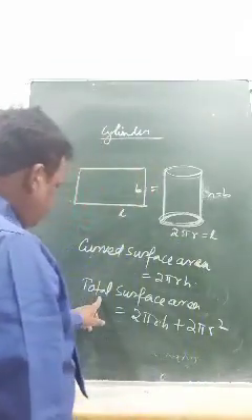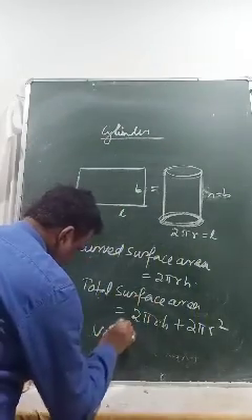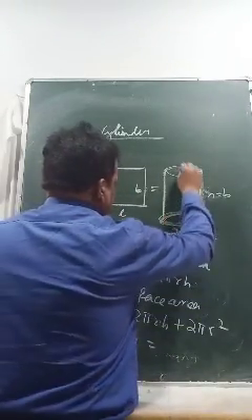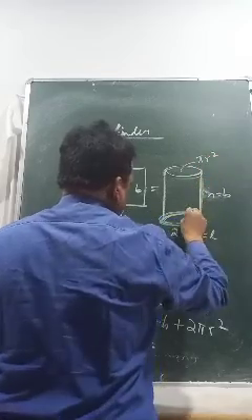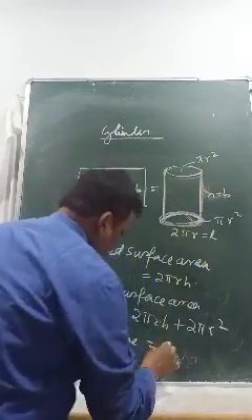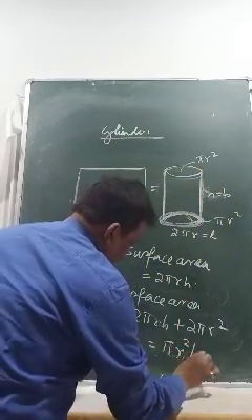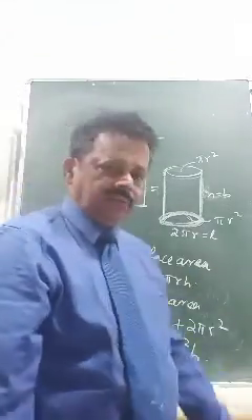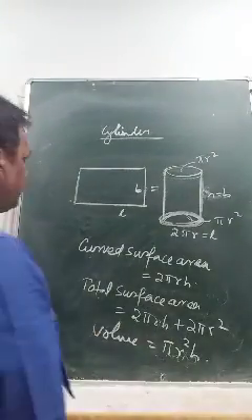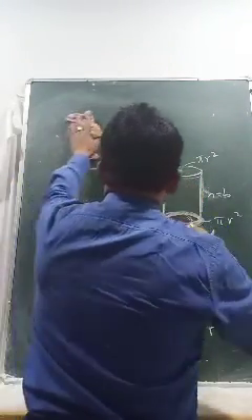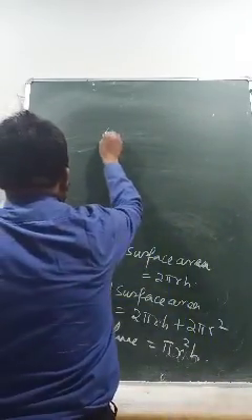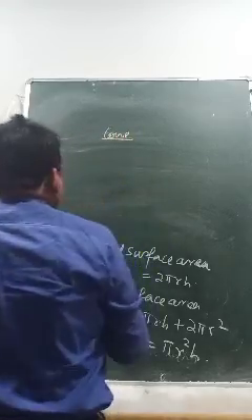Okay, then volume is base area into height, because this area is how much? Pi r square. This is also pi r square. So base area into height, that is pi r square h. This is about the curved surface area of cylinder. Let's see a cone. Cone is like this.